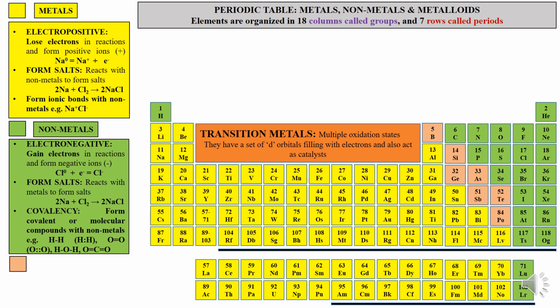In the periodic table, metals and non-metals are separated by a third class of elements called metalloids. Metalloids are highlighted in pink, and you can see the metalloids in the periodic table in the form of a staircase, arranged in the form of a zigzag line.